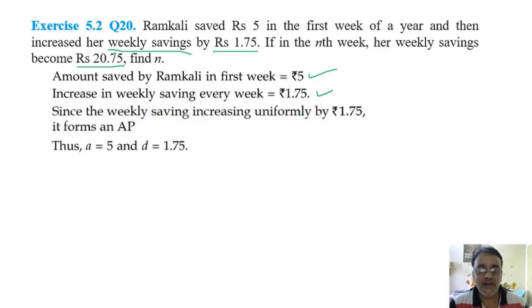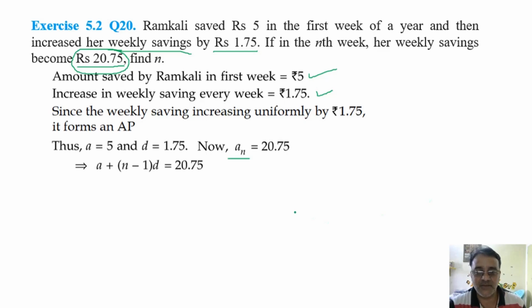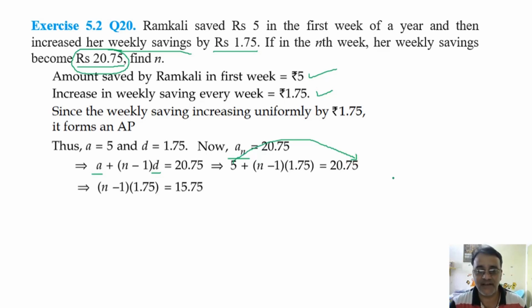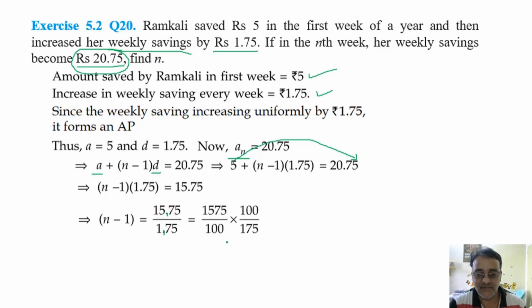Okay. Now we will take this as An, that is 20.75. Now what is the An formula? A plus n minus 1 into D is equal to 20.75. Now we'll substitute the value of A, that is 5, and D, 1.75. Now shift 5 to this side, minus 5. So 20.75 minus 5, you will get 15.75. Now n minus 1 is equal to 15.75 divided by 1.75. So we multiply both by 100 and the decimal will be removed, right?